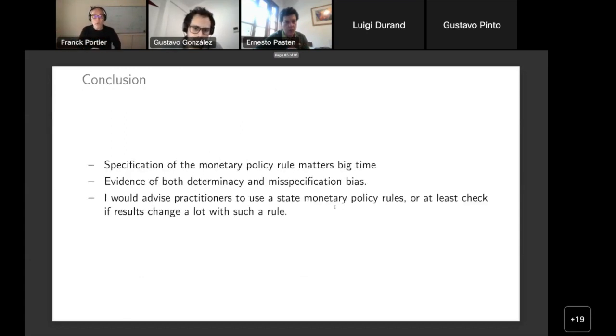So okay, conclusion, and I'm done. The specification of the monetary policy rule matters big time, and I don't think that we have any good reasons to use some incarnation of the Taylor rule that we're using. There's evidence in the data of both determinacy and misspecification biases. In the small models it's really a determinacy bias, because often the Taylor rule is not misspecified in terms of responding to the state. And then in bigger models, there's a really big misspecification.